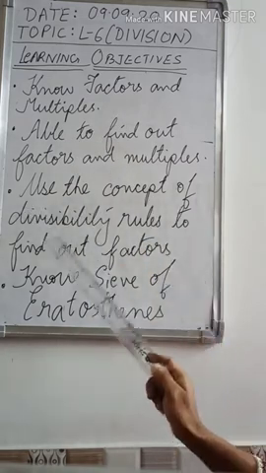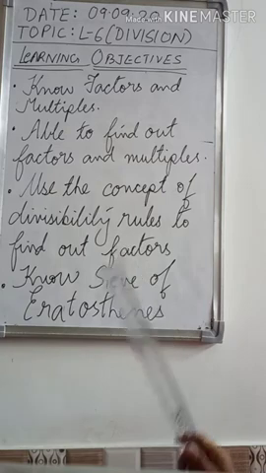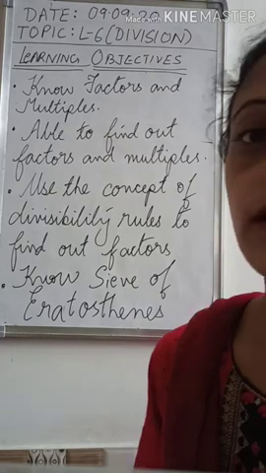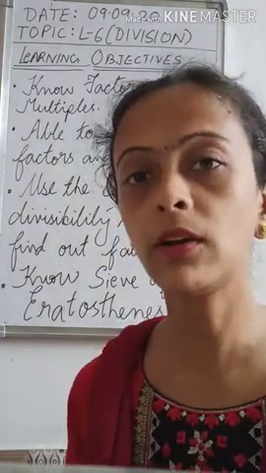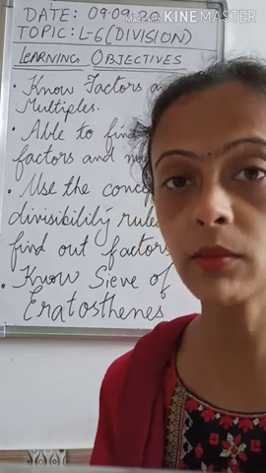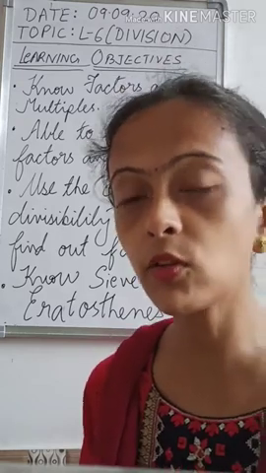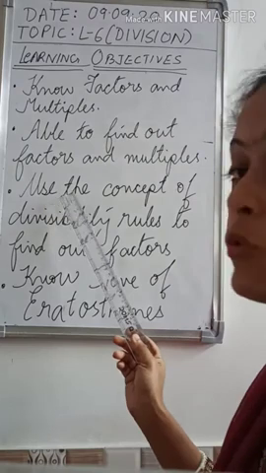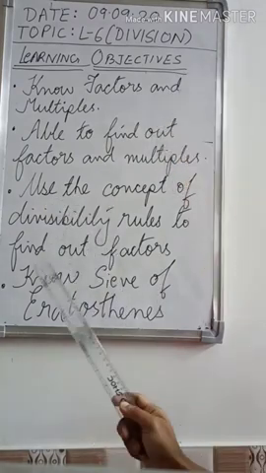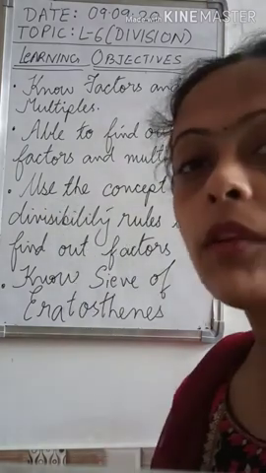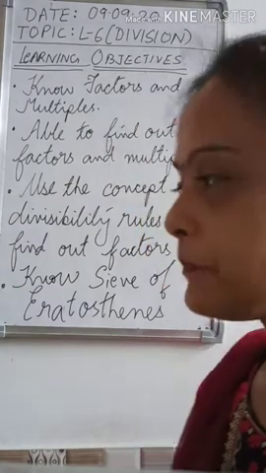Use the concept of divisibility rules to find factors. You have already studied the divisibility rules in yesterday's class, and we have also discussed them in today's class. So we are going to use that concept to find factors, to know whether a number is divisible by another number or not.